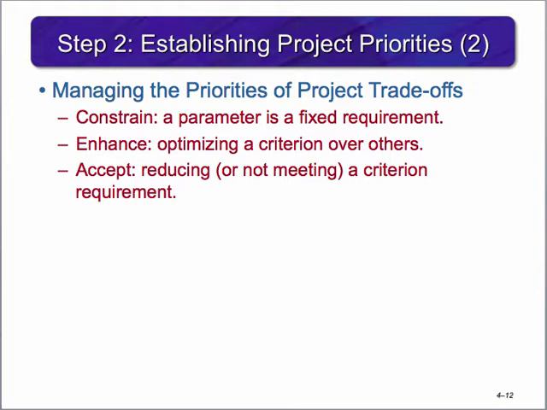One way to manage the change in priorities is to consider constraints, a parameter that is a fixed requirement and cannot or will not change. Enhance, placing a criterion over all others. What is the most important piece of the project? Accept, reducing or not meeting a criterion requirement.